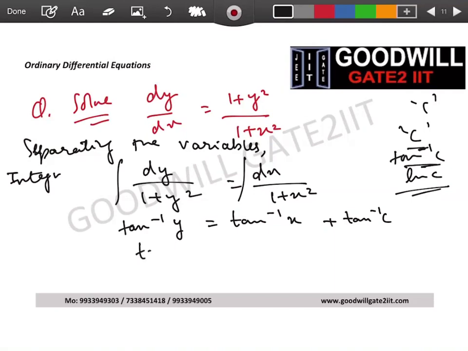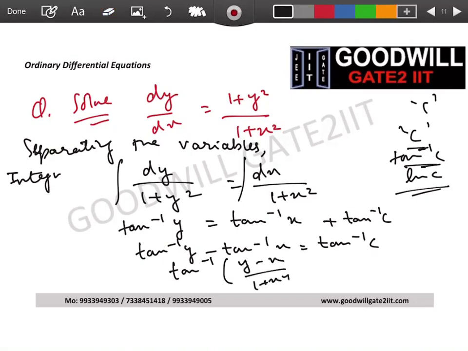Now, can I say that tan inverse y minus tan inverse x equal to tan inverse c? So what is tan inverse y minus tan inverse x? You have a formula, right? Tan inverse a minus tan inverse b will be tan inverse of b minus a over 1 plus ab. So here it will be y minus x over 1 plus xy.